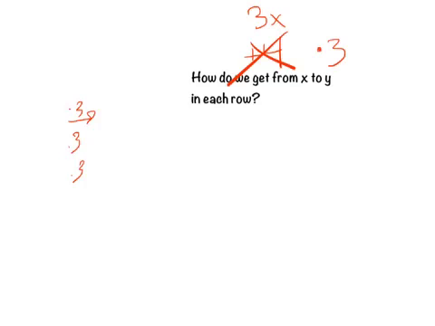That's a question that we always have to ask ourselves: how do we get from x to y in each row? But it has to make sure to match up, because we could have just said, well, it would be x plus 4. But that's not true for each row. Let's look at another example.